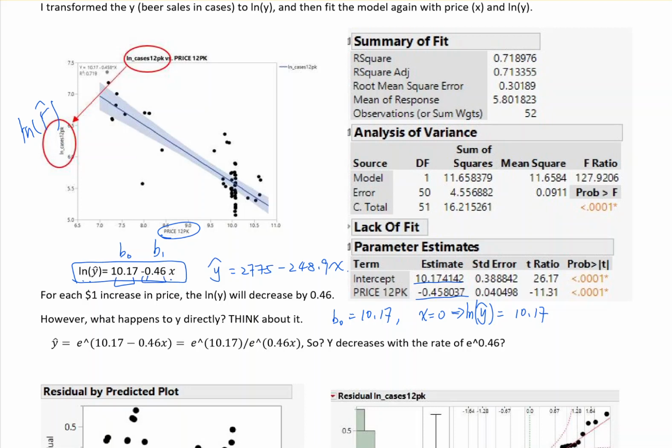For b0, it may be easy because it's just that when x equals 0, then the natural log of y hat equals 10.17. That means, but we cannot just say this, right? Because we want to know something about the y hat, about the cell. We cannot leave it as natural log of it. So what is y hat? Y hat will be e to the 10.17, right? But what about b1?